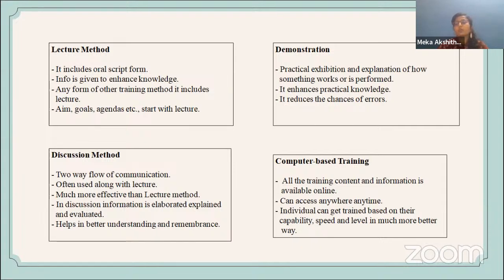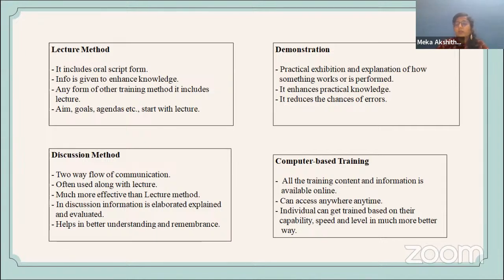One of the benefits computer-based training has is that you can access it anywhere and anytime, wherever you are. For example, with the lecture method, demonstration, or discussion, you have to go to that particular spot or environment wherein the discussion or demonstration is being done. But with computer-based training, you can be at your home, in your office surroundings, or anywhere outside, and you can get access to that training. You can listen to the videos or whatever is being told in that training procedure.